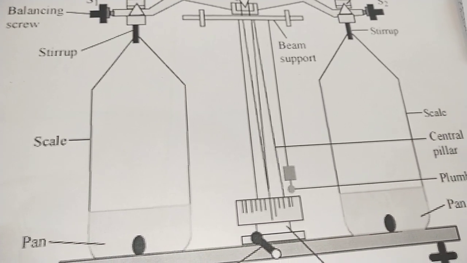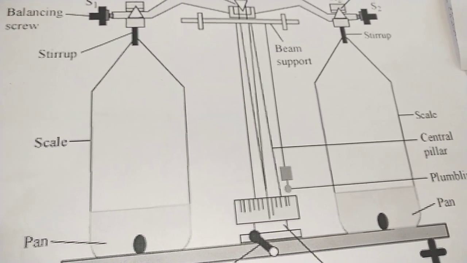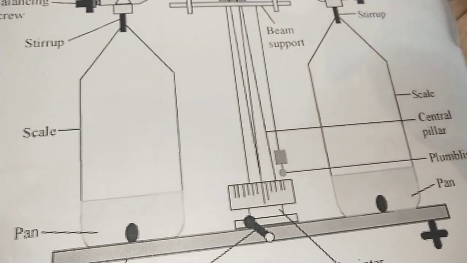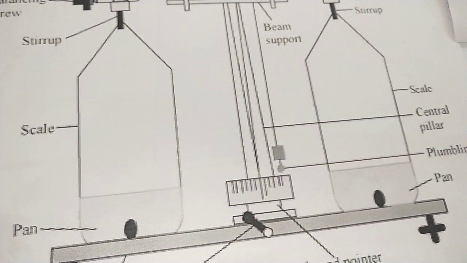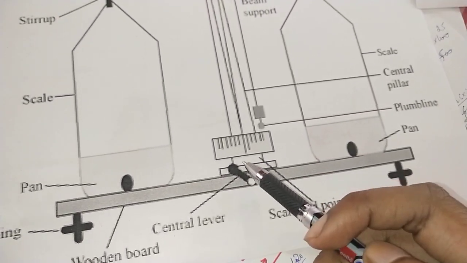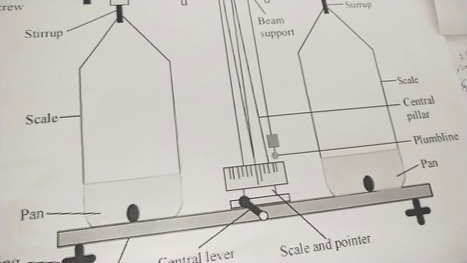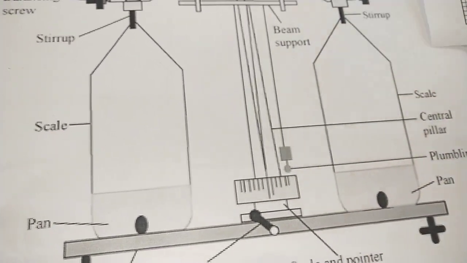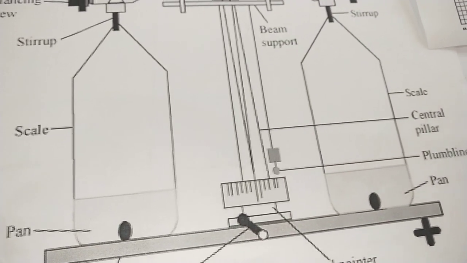After this, we are going to raise the central rod by turning the lever. Now where is the lever? This is the lever. We have to turn it this way so that the rod is raised vertically, in such a way that this pointer comes to the 0 mark. It has to be at the 0 position.